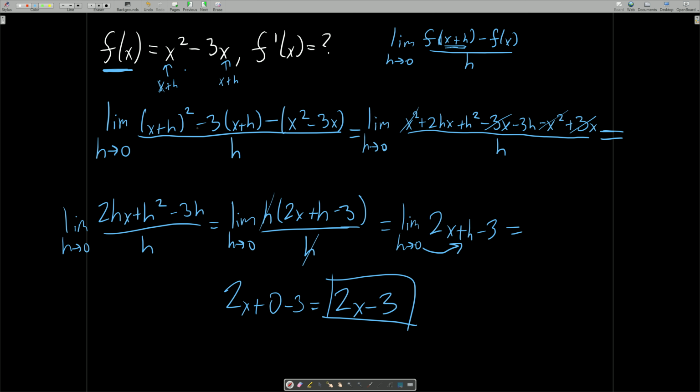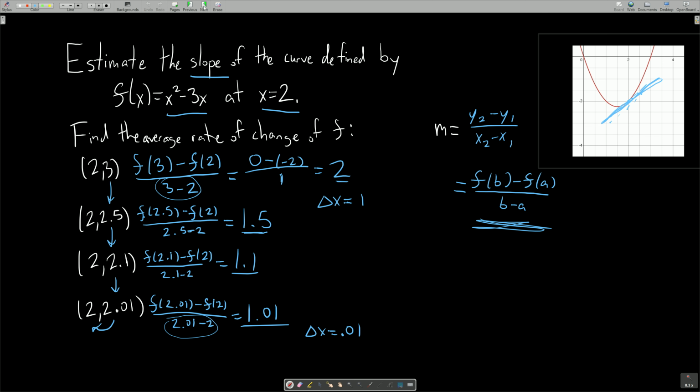What that means is if you plug in a value for x here, let's say 2, then you'd have 2 times 2 minus 3, which 2 times 2 is 4, minus 3 is 1. So the instantaneous rate of change, the slope at x equals 2 of x squared minus 3x, which is this function we were evaluating earlier, the slope at x equals 2 is 1.